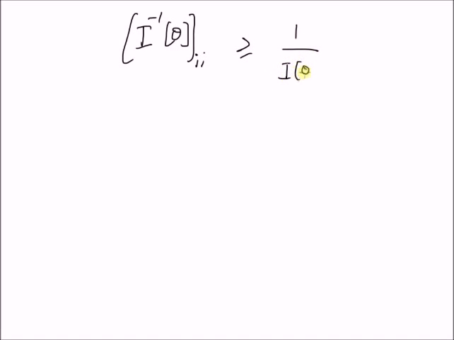Hello, welcome. In this short video, let us look at the relation between the diagonal elements of the Fisher information matrix and its inverse. Specifically, we want to prove that the ith diagonal element of the inverse Fisher information matrix, defined as I inverse of theta ii, is always greater than or equal to the inverse of the ith diagonal element of the Fisher information matrix. So let us look at the proof for this inequality.